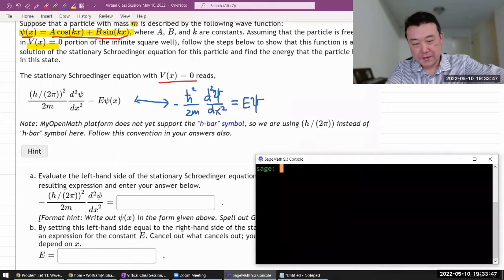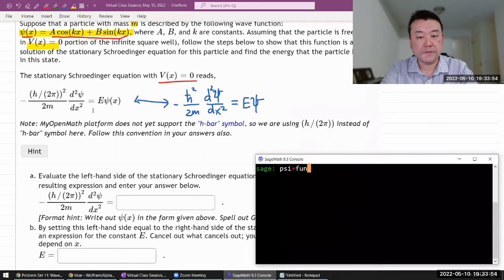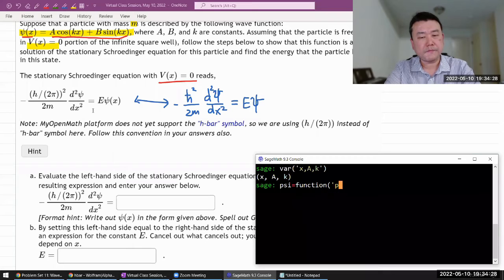So let me define the psi of x. So that's going to be, psi is a function psi of x. Actually, am I doing this right? Let me do it this way. I'm going to declare some of the variables I'll be using: x, a, and k. When I say psi is a function, name the psi that is a function of x. Does it work that way? Yeah, I don't think so. Let me do it this way.